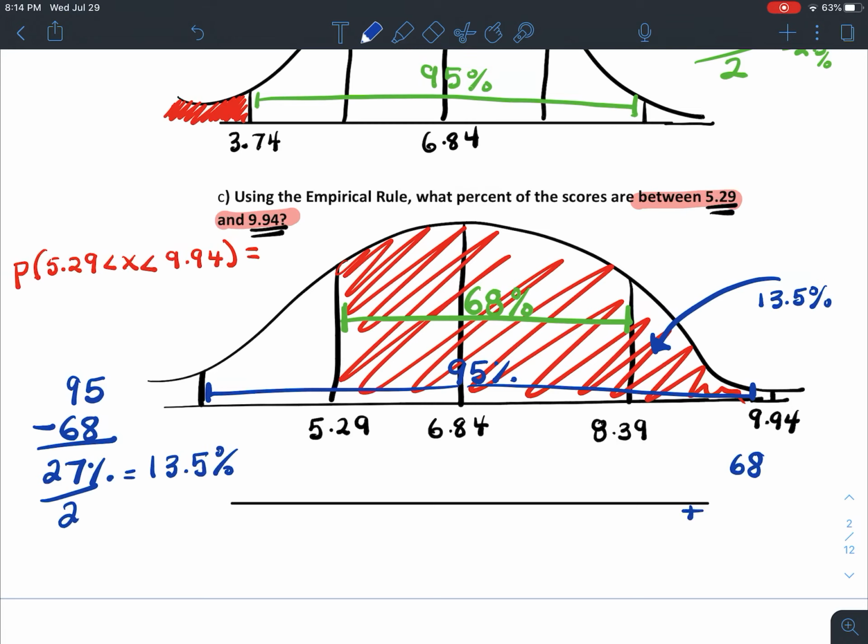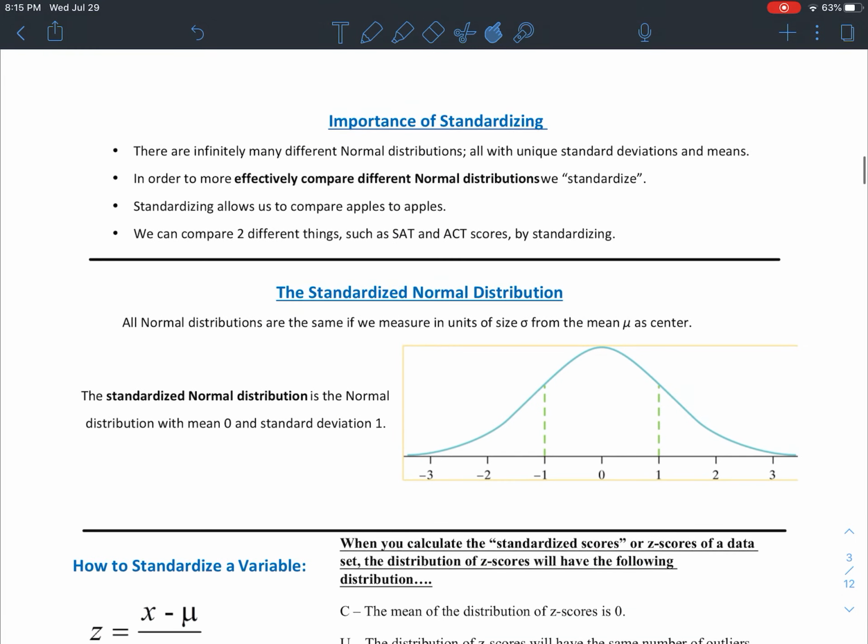Now if I go back and I take the 68% in green plus the 13.5% that's on the right, that gives me a total of 81.5%. This wasn't the only way to reason through it, but this was one way to use the empirical rule to reason through how to do that problem.